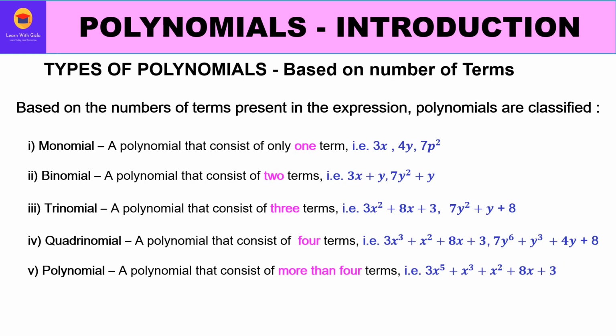Now if we have more than four terms, we can say a polynomial that consists of more than four terms is a polynomial, right? Like over here five terms are there, so it's a polynomial. So if it consists of one term, it's a monomial. If it consists of two terms, it's a binomial. Three terms, trinomial. Four terms, quadrinomial. And more than four, we can say it's a polynomial, right?